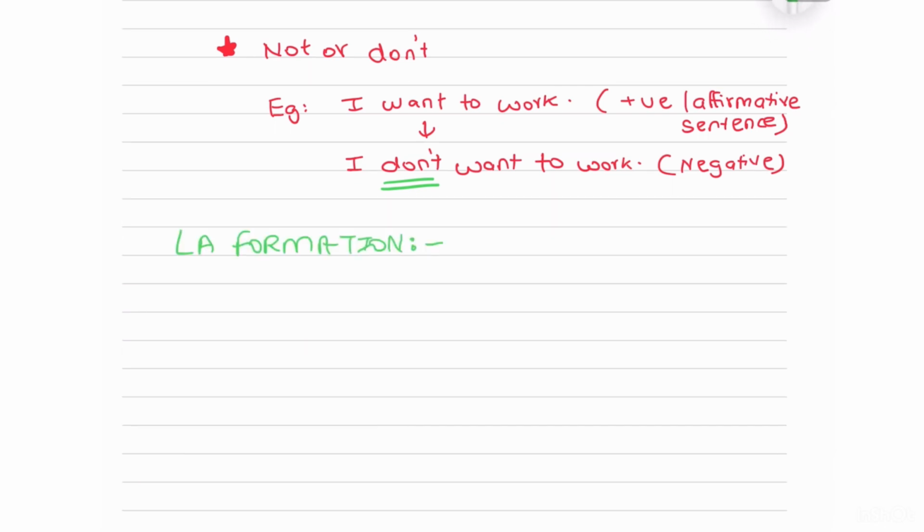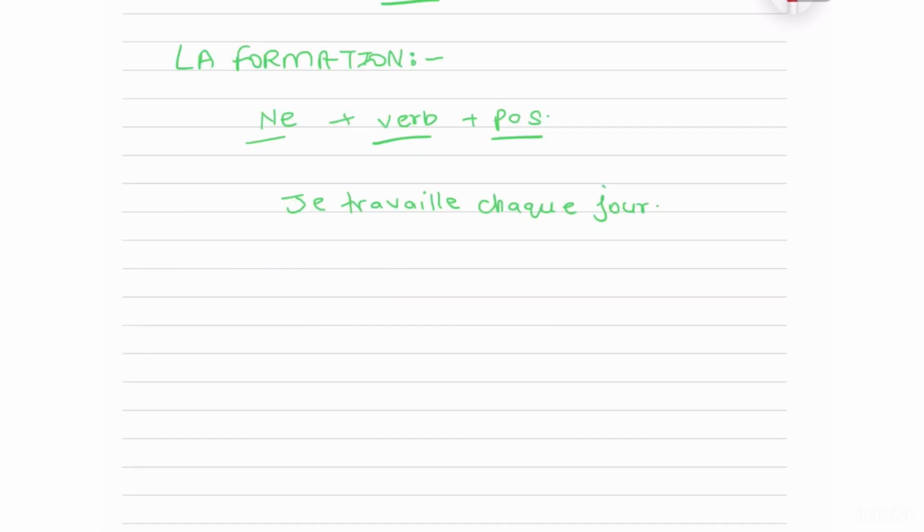So to do negation in French, we have this format: ne plus verb plus pas. You identify a verb in the sentence, and you add ne before it and pas after it, basically making a ne-verb-pas sandwich, where ne and pas are your bread and the verb is your filling. Now in this sentence, even if you're not able to translate it, you can at least identify the verb. Here it is travail.